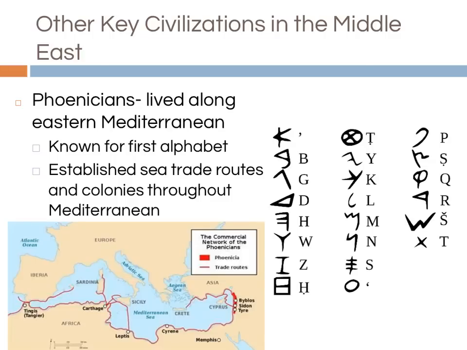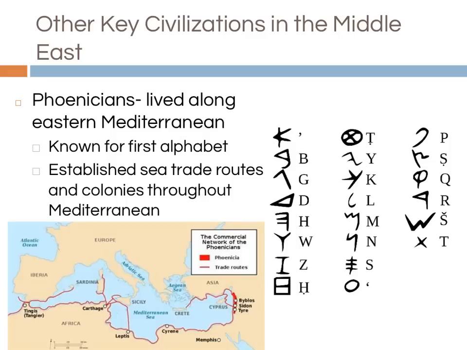Number one, they had the first alphabet. It had 22 letters. This, over time, evolved into the alphabet that we use today. This is much simpler than something like cuneiform or hieroglyphics because it's only 22 letters, and then you reorganize those to make all the words, versus learning thousands of symbols like in those other systems.